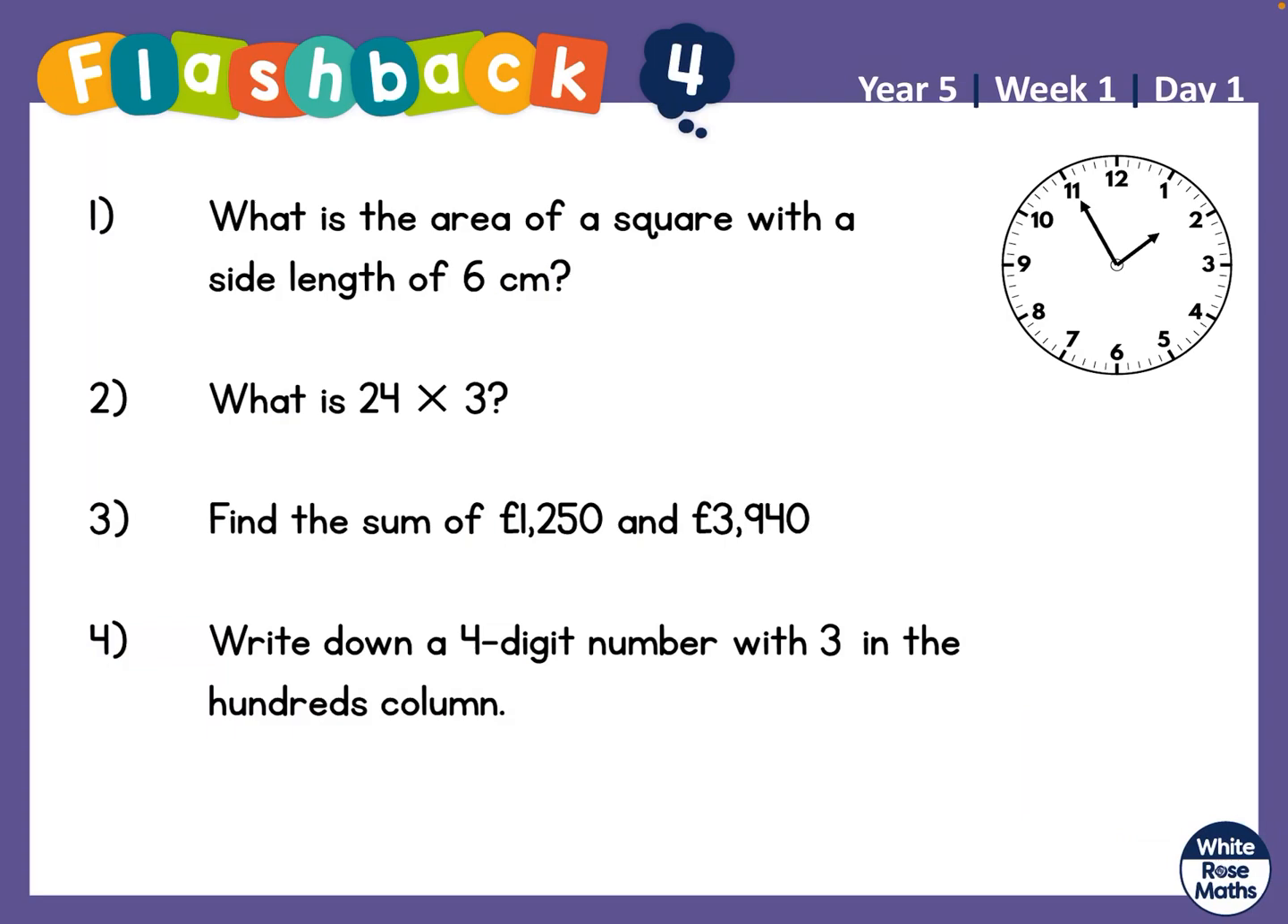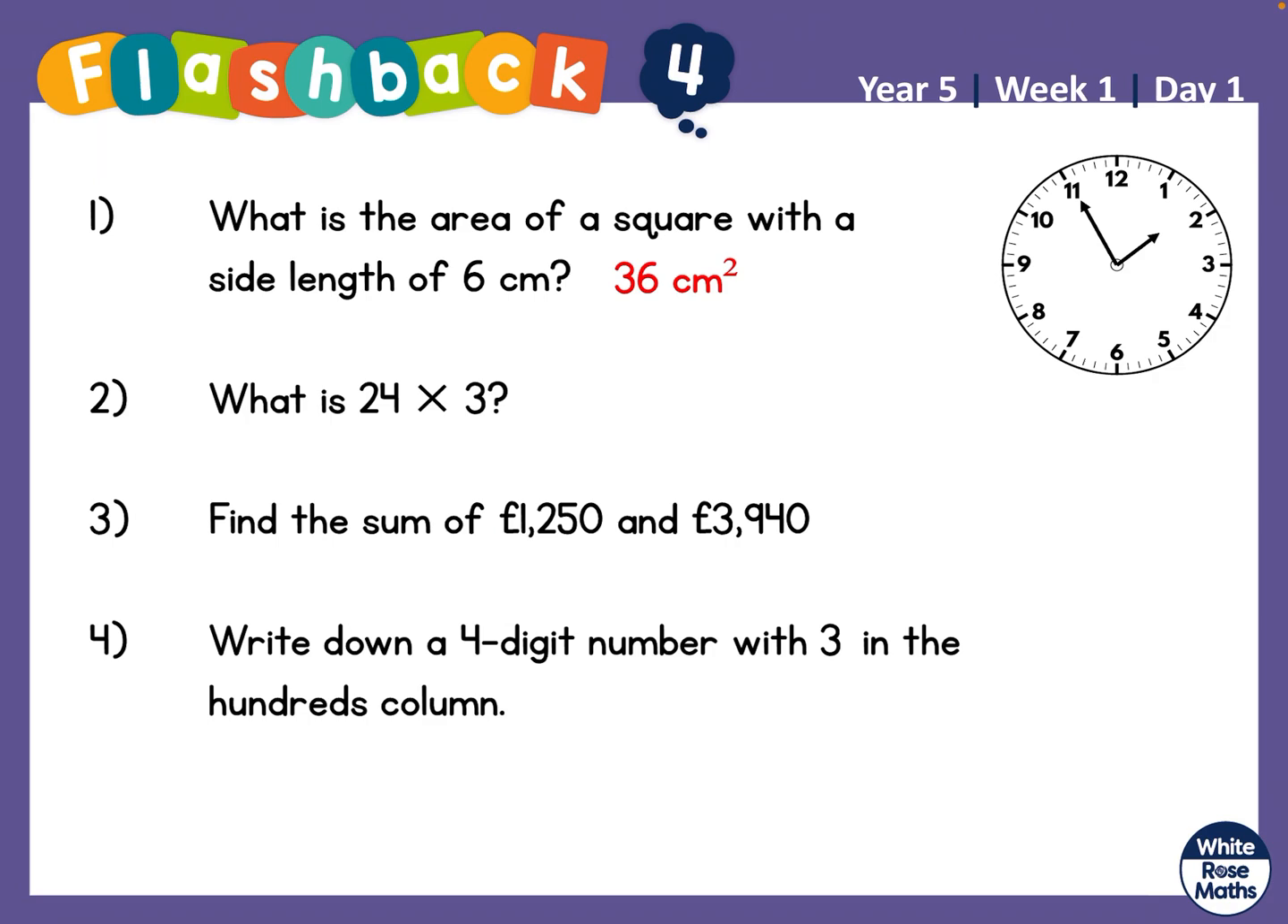So what I want you to do is just first pause the video, answer these questions, and see how quickly you can answer them. So what is the area of a square with a side of 6 centimetres? What is 24 times 3? Find the sum of 1,250 and 3,940 and write down a 4-digit number with a 3 in the hundreds column.